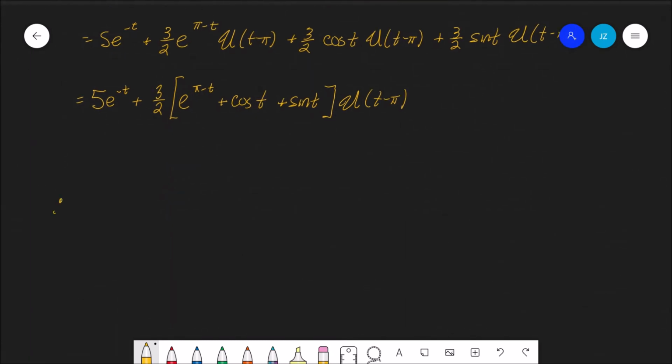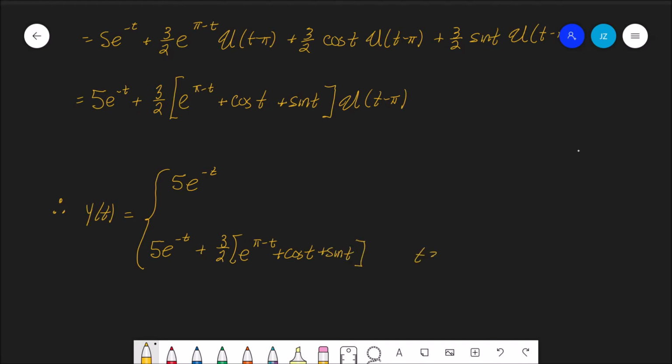So therefore our general solution is a piecewise function. 5e to the negative t, the first piece of the step function is 0, so just plus 0. The second piece, 5e to the negative t, plus now this step function is 1, so it'll be 3/2 times e to the pi minus t plus cosine t plus sine t. Here t is greater than or equal to pi, and this one is 0 less than or equal to t less than pi.